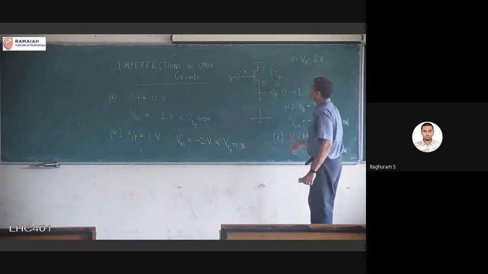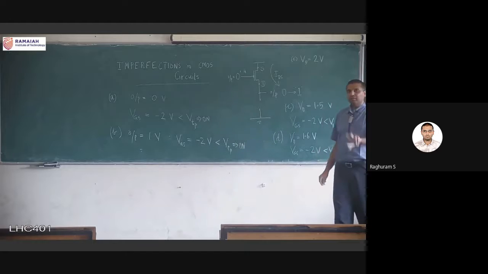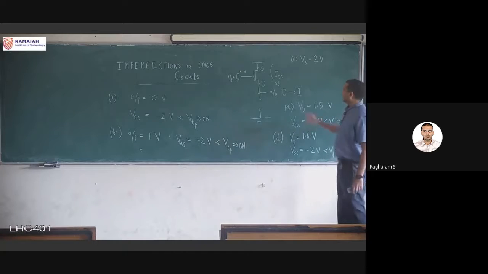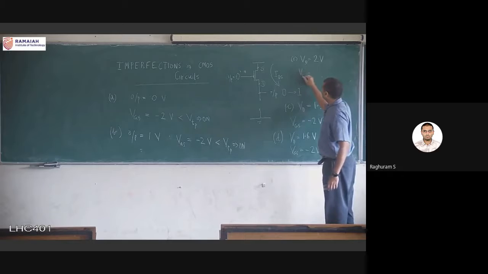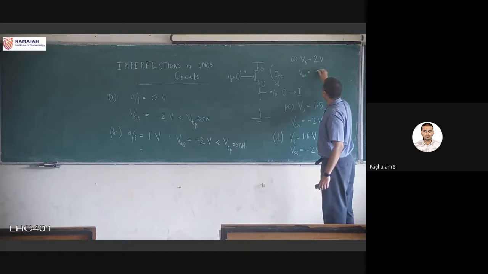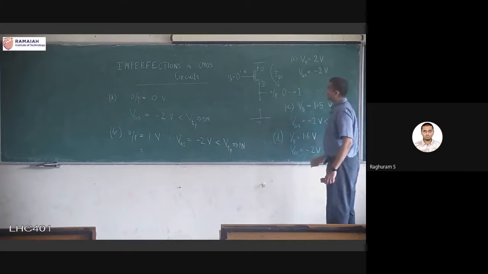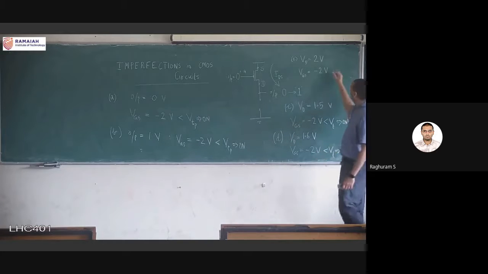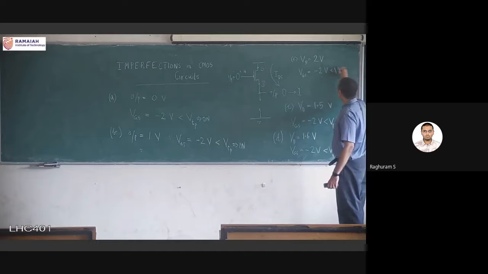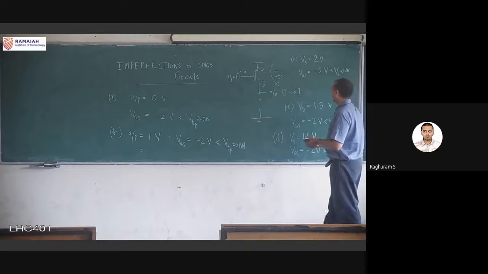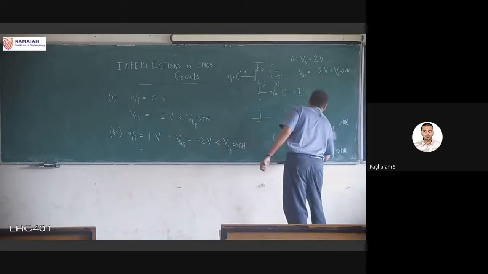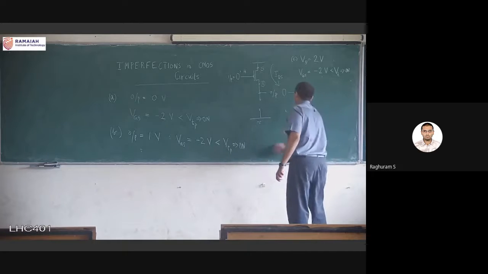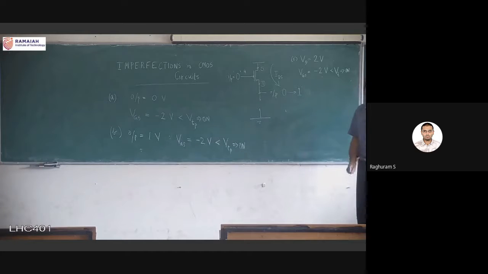Now let us do the case of the perfect value, 2 volts, and here VGS equal to minus 2 volts. Okay, no change, still it is at minus 2. What is happening? No problem. It is lesser than VT, so the transistor is on.